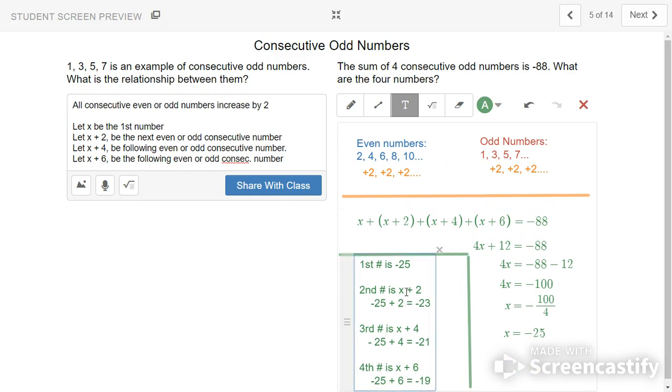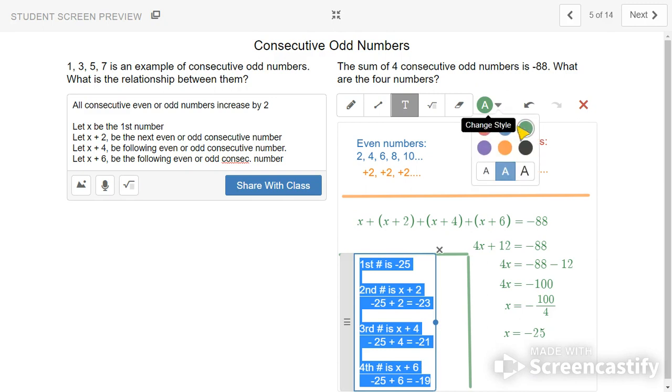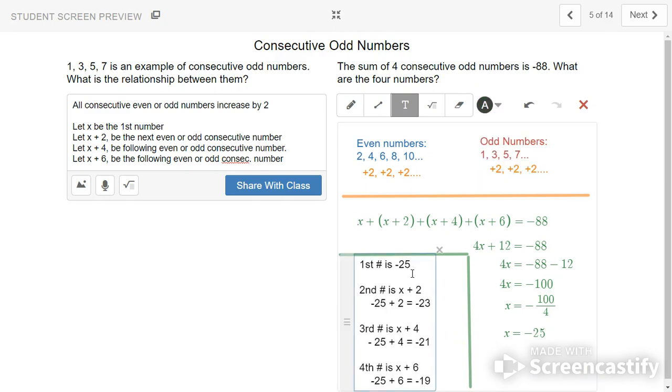The 4 numbers that we have, negative 25, negative 23, negative 21, and negative 19. When they're added up, they give us negative 88.